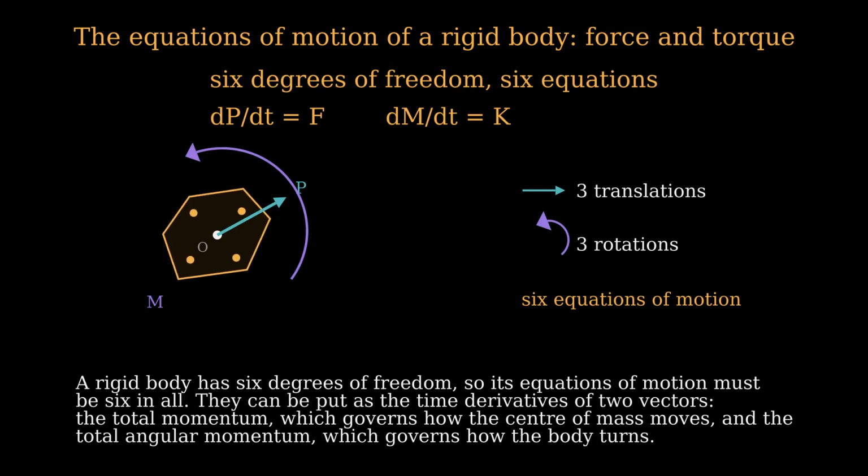A rigid body has 6 degrees of freedom, so its equations of motion must be 6 in all. They can be put as the time derivatives of two vectors, the total momentum, which governs how the center of mass moves, and the total angular momentum, which governs how the body turns.